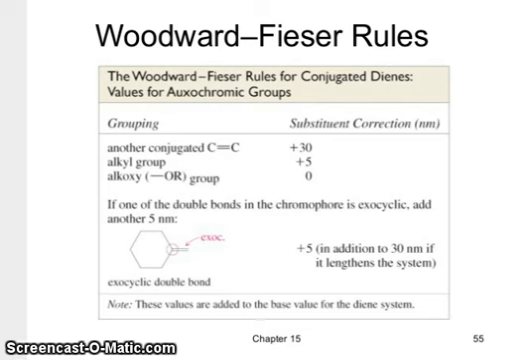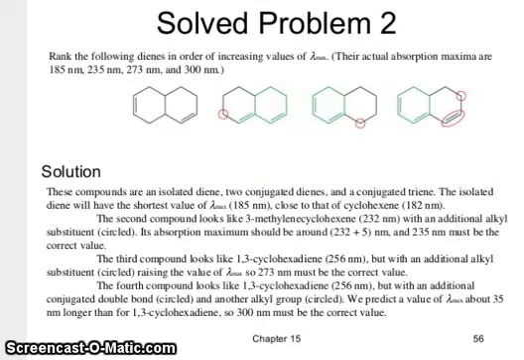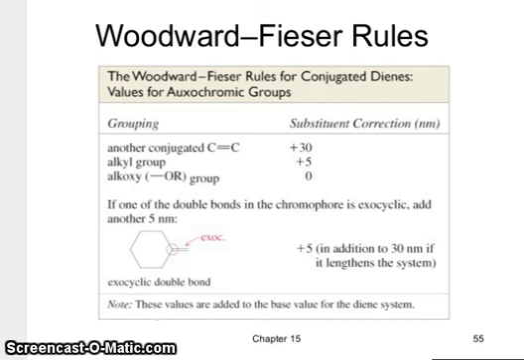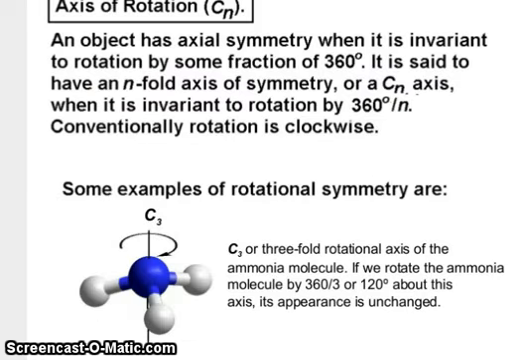First, axis of rotation Cn. An object has axial symmetry when it is invariant to rotations by some fraction of 360 degrees. It is said to have an n-fold axis of symmetry, or a Cn axis, when it is invariant to rotation by 360 degrees divided by n. Conventionally, rotation is clockwise. An example of rotational symmetry is the C3 or three-fold rotation axis of the ammonia molecule. If we rotate the ammonia molecule by 360 divided by 3, or 120 degrees, about this axis, its appearance is unchanged.